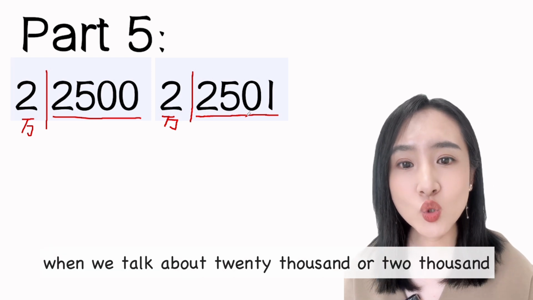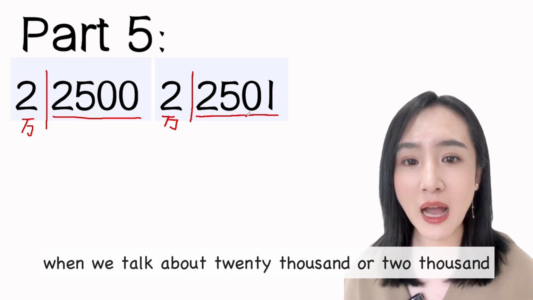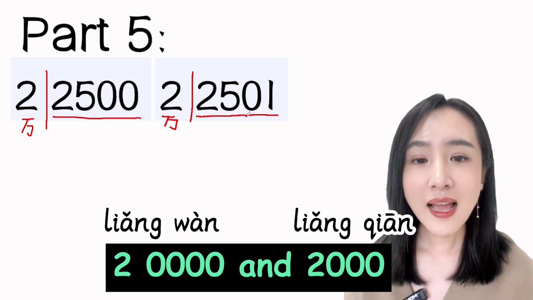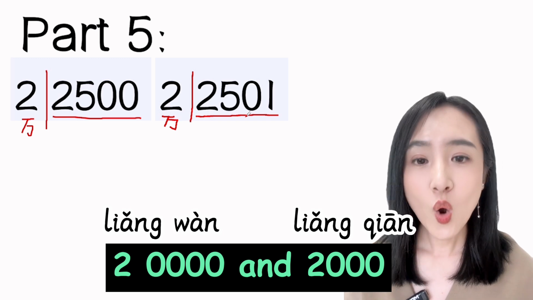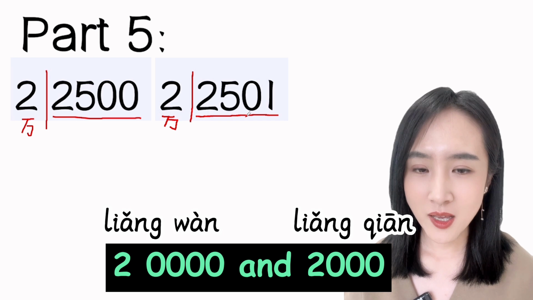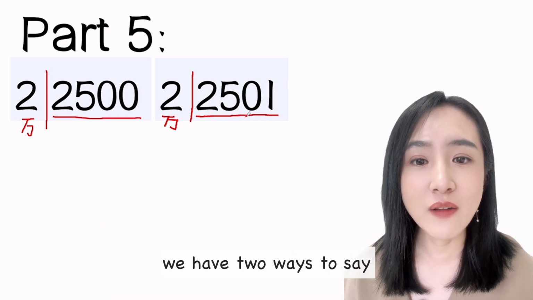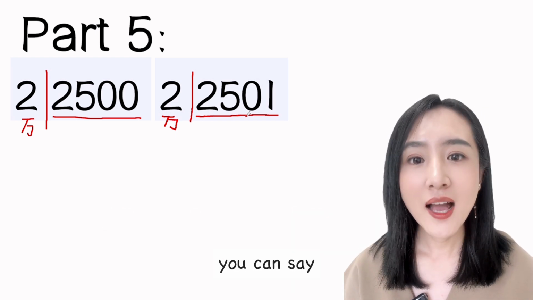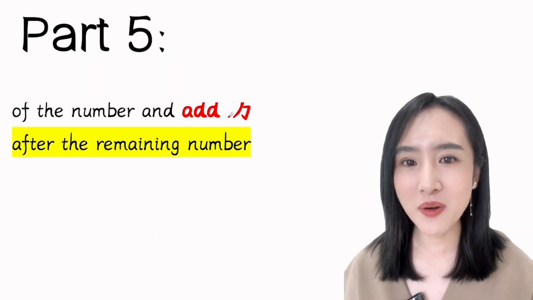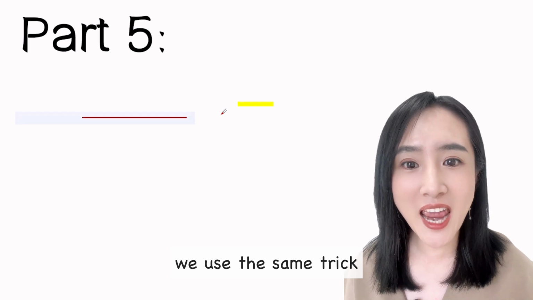When we talk about 20,000 or 2,000, we can only say 两万 and 两千. We never say 二万 and 二千. But for 200, we have 2 ways to say it. You can say 二百 or 两百. And this number is bigger. We use the same trick.